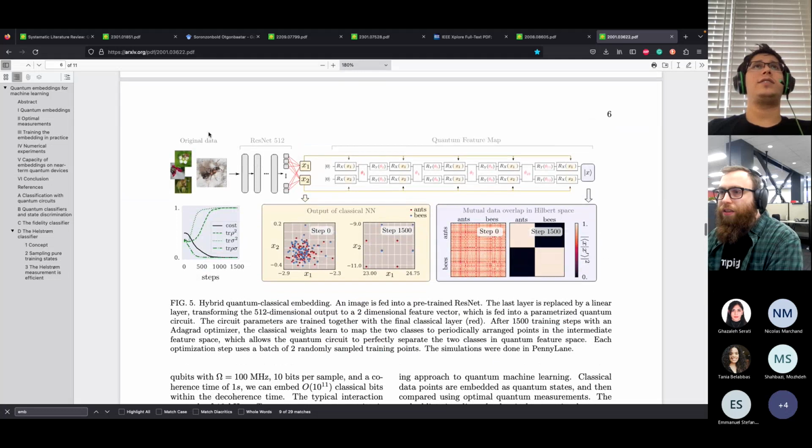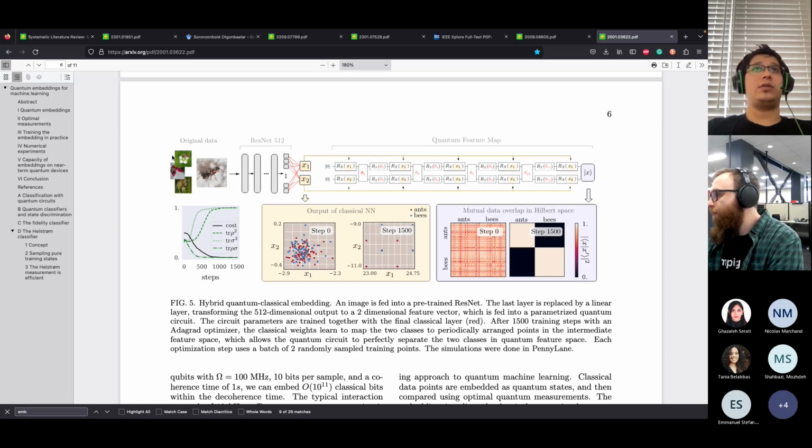Now they use the original data. These are high-dimensional images. They put a ResNet 512 on top of that. For those of you who don't know, this is a pretty big neural network. It has 512 layers. It's a convolutional neural network, already trained on tons of data. And these red edges here mean you train the last layer. So basically you chop off the last layer of the neural net, you put a new one, and you train it together with the parameters of the quantum circuit.